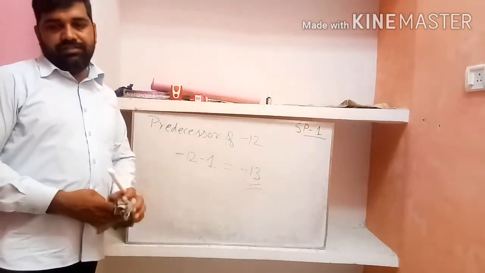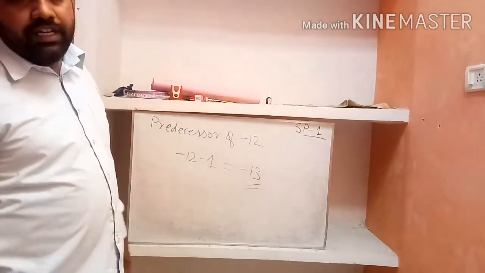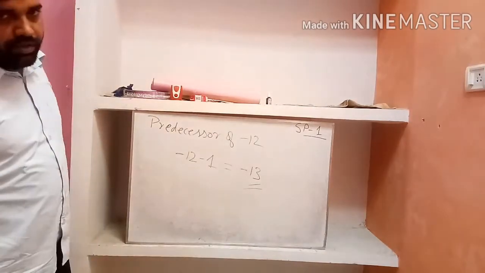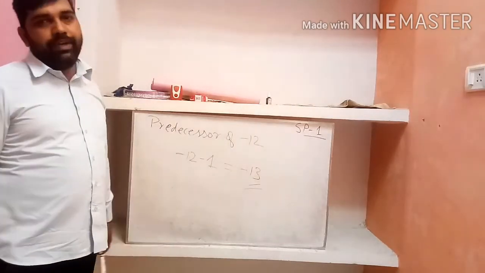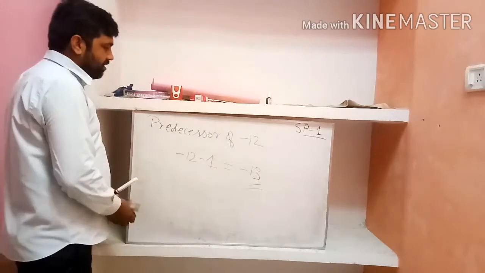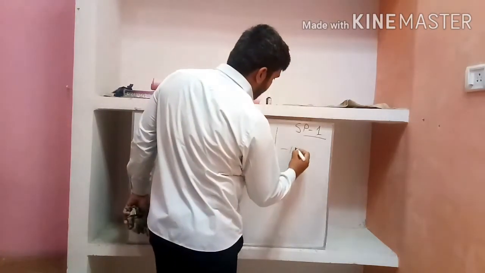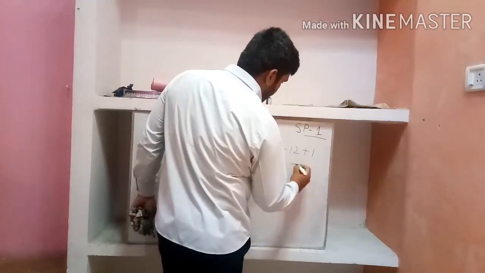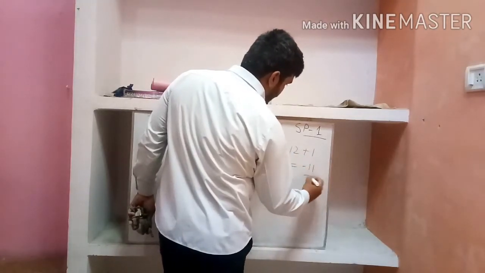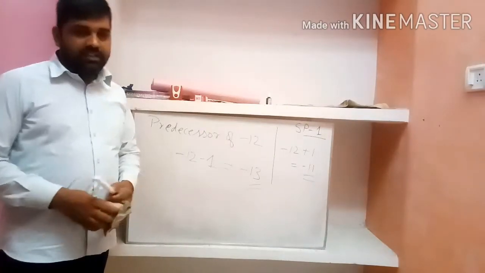Okay. Successor. We get the successor of a given number by adding 1 to the given number. So if it is asked the successor of minus 12, what you have to do? Just add plus 1. So minus 12 plus 1 gives you minus 11. So minus 11 is the successor of minus 12. If it is asked for the successor, then you write it.